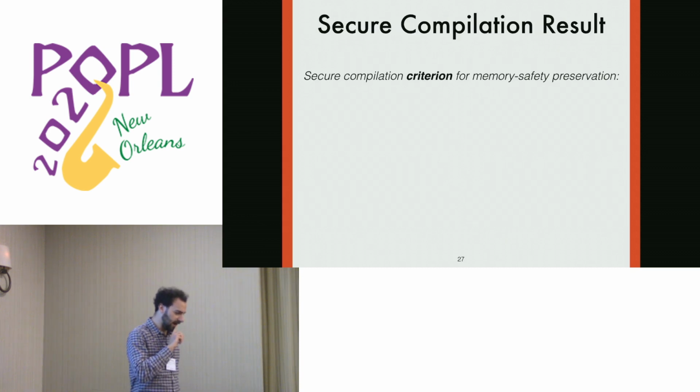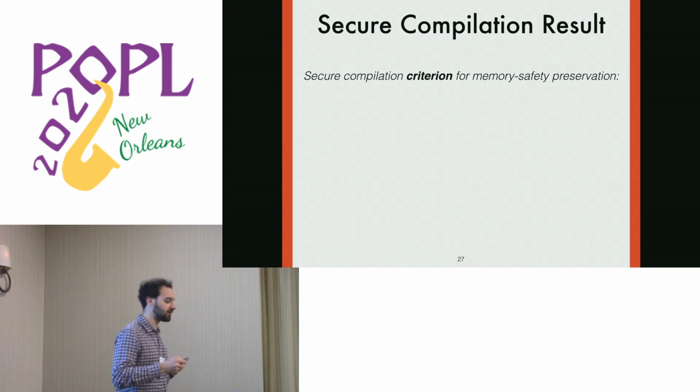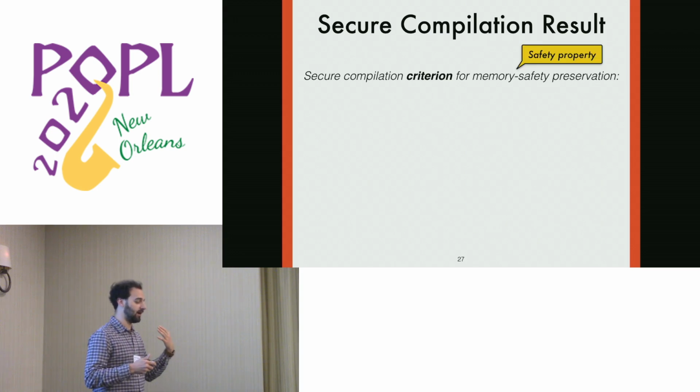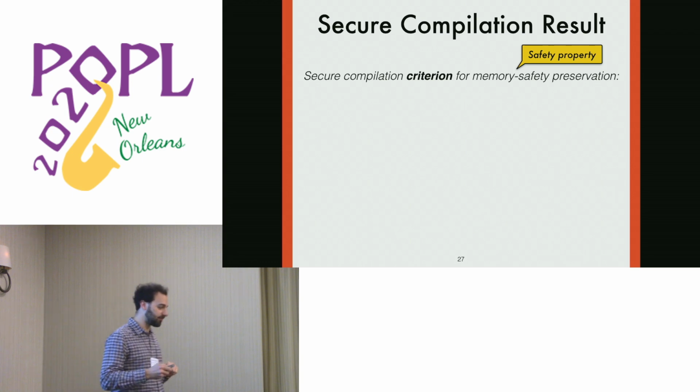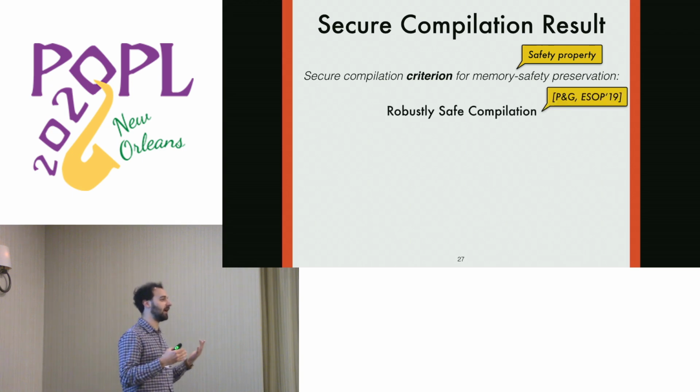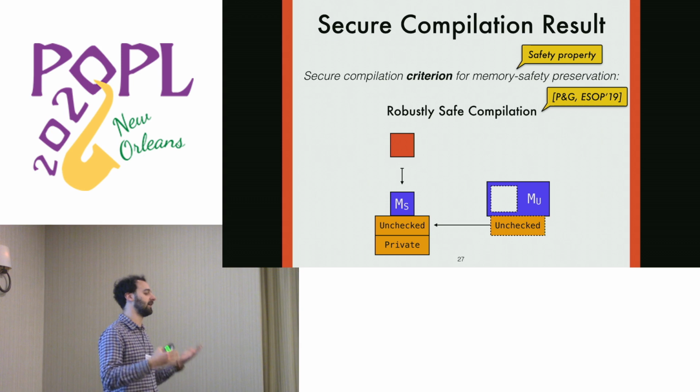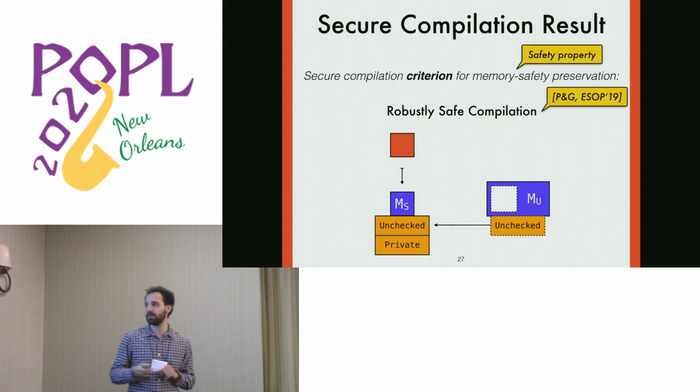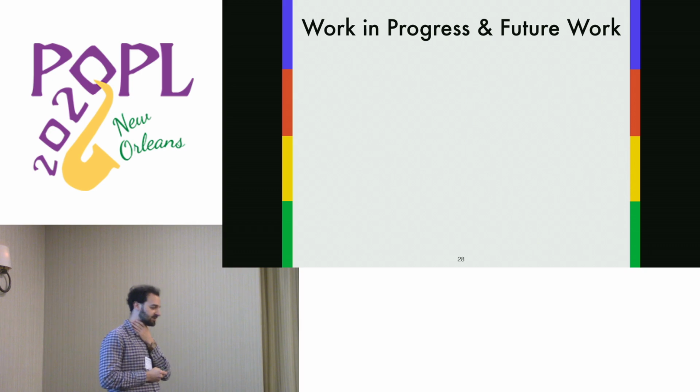Now, the secure compilation result that we want to prove is memory safety preservation. As I showed before, we can encode memory safety as a safety property, and among the many criteria that we can choose from, we decide on robustly safe compilation. Now, let me conclude with some remarks on work in progress and future work.